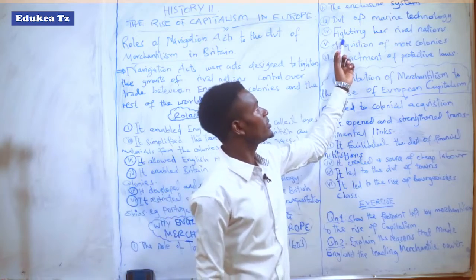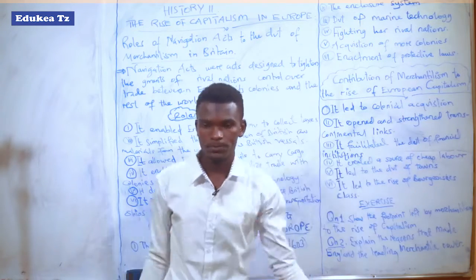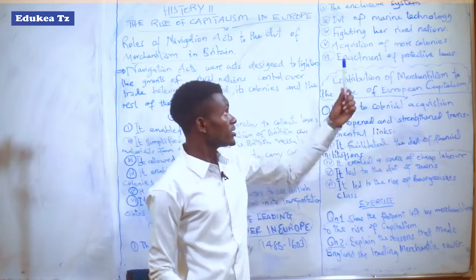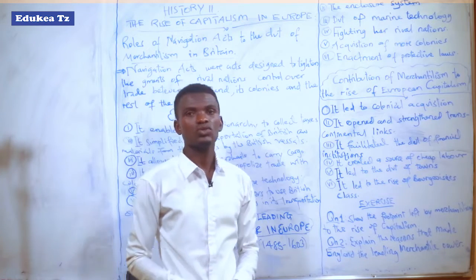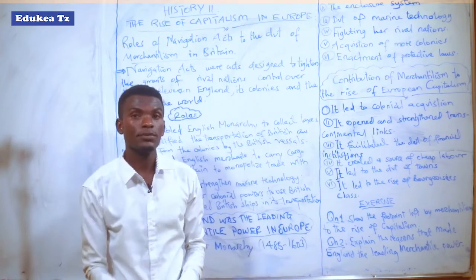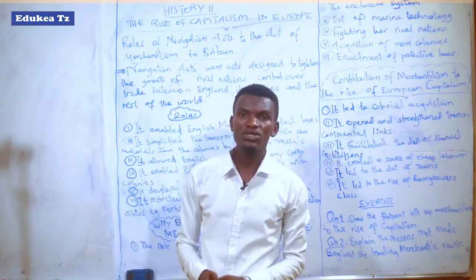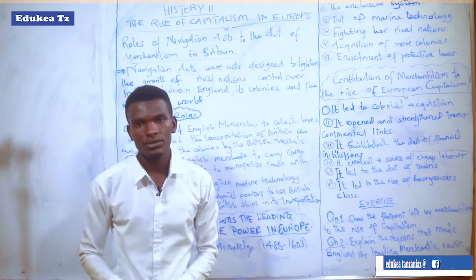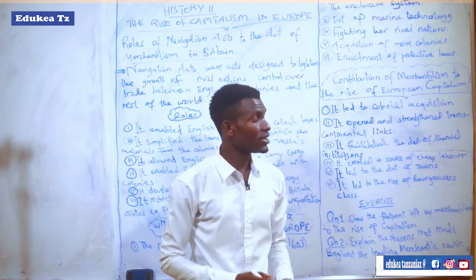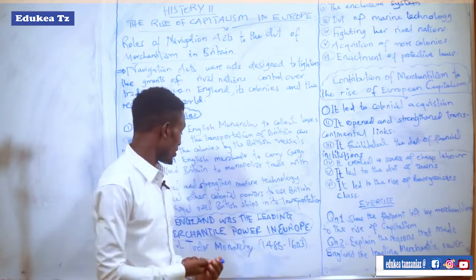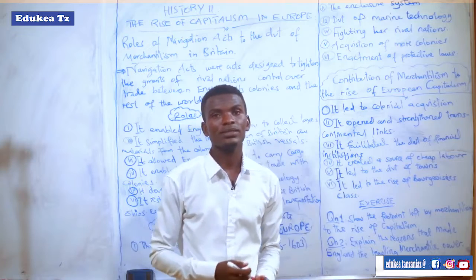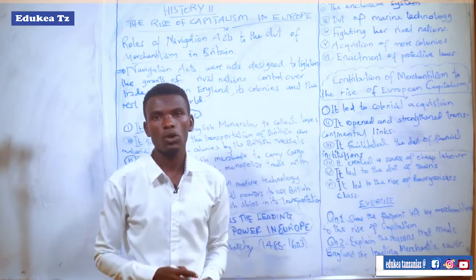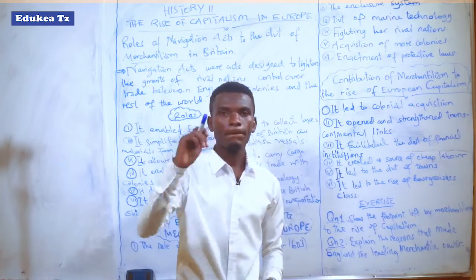Another reason is fighting rival nations. It means that England was fighting rival nations to ensure protectionism of the market for English raw materials, English products or manufactured goods. And England ensured that no European nation could enter the market of English manufactured goods or the English market.